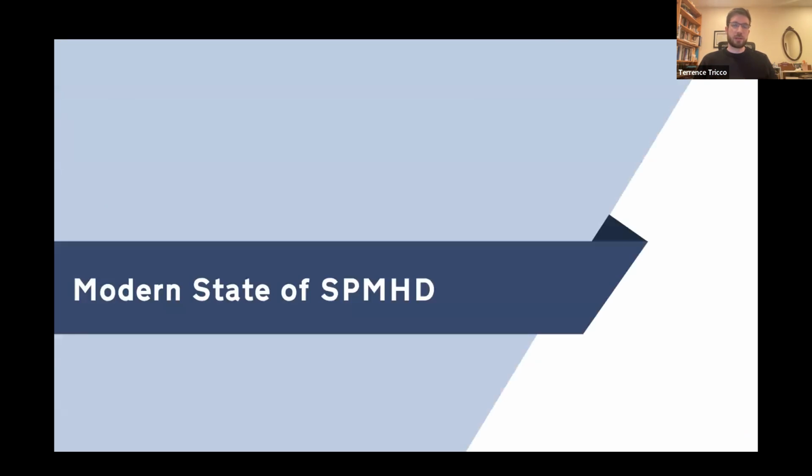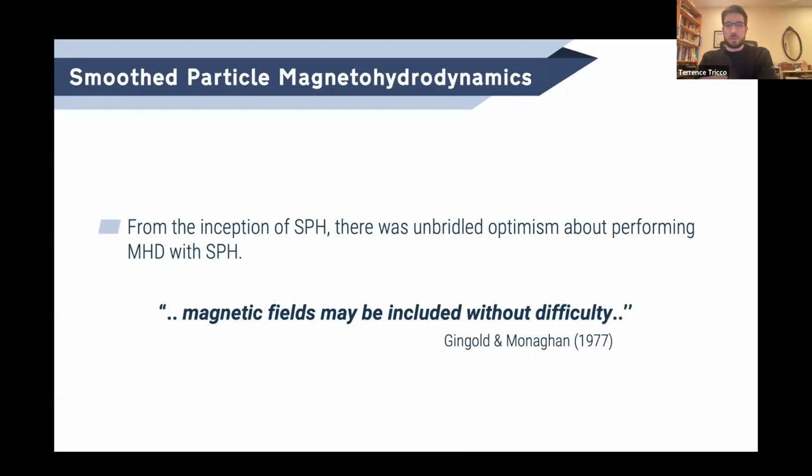So I've structured my talk today in two halves. The first is a bit of a review, in some sense, of what the modern state of SPMHD is and how we got here. And I think we can rewind and go back to the very beginning. In 1977, there was the initial paper that introduced SPH to the world, by Bob Gingold and Joe Monaghan.